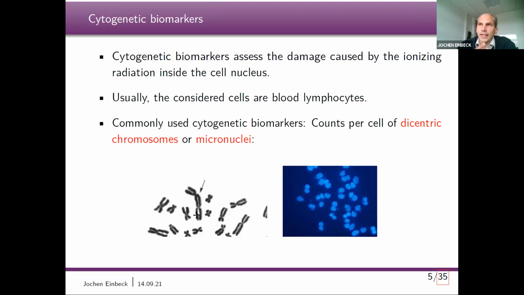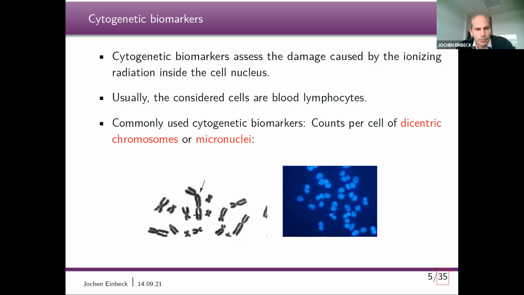So imagine that a human body got exposed to radiation, and then some damage has occurred, and the body has tried to fix it, and sometimes that goes right, and sometimes it doesn't.